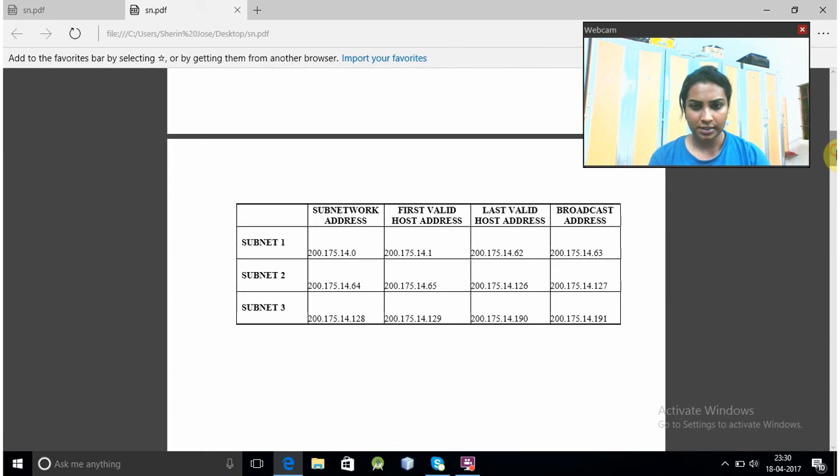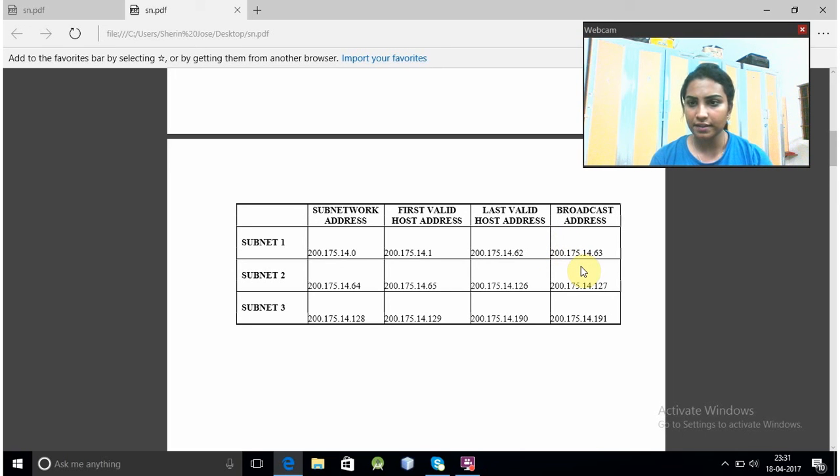So now let me see this. They have asked us to find 3 subnets, so I have taken subnet 1, subnet 2, subnet 3, and for each they want the network address, first valid address, last valid address, and broadcast address. The first address will be 200.175.14.0. The first valid address will be just one added to it, 200.175.14.1.